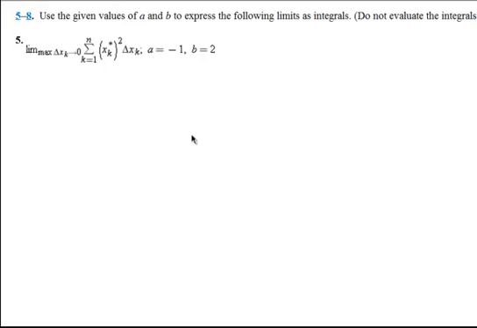Okay, now this time I'm going to do number 5 in section 5.5. It says, use the given values of a and b to express the following limits as integrals. Do not evaluate the integrals.